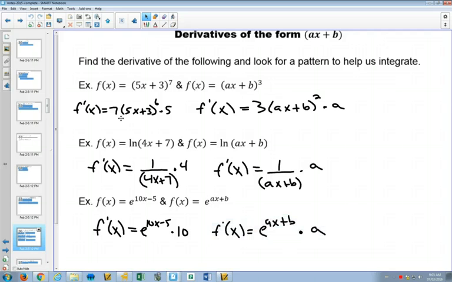And finally, we have an e to the x, same thing. The derivative is itself, but then the chain rule says we have to multiply by the derivative of the inside. So if you had e to the ax plus b, the derivative is itself, and you'd have to multiply by a.